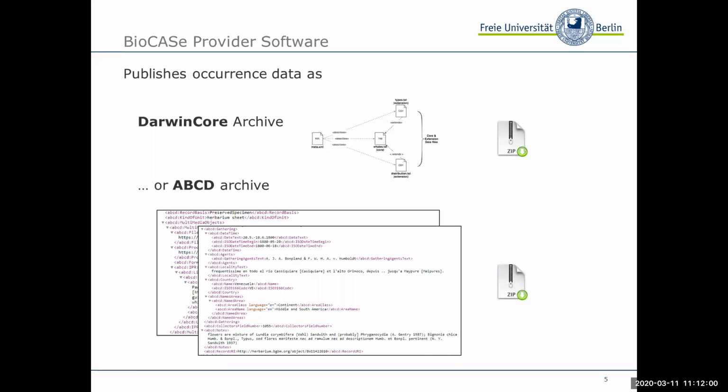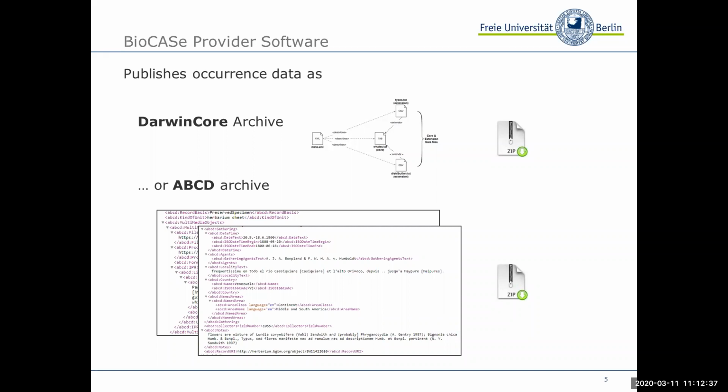But in addition, it also can use the ABCD data standard, which has been originally designed for natural history collections and is therefore more complex and can store richer data. And ABCD is XML based. What the BioCASe Provider Software can do is produce those ABCD documents for the specimens to be published and also place them into one single zip file for harvesting.